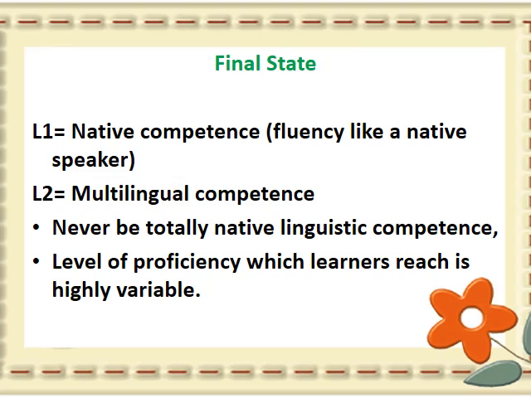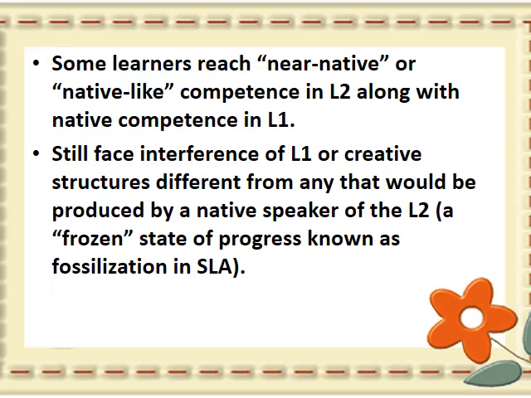Final state. First language is about native competence, fluency like a native speaker. And the second language is about multilingual competence, never totally native linguistic competence. Level of proficiency which learners reach is highly variable. Some learners reach near native or native-like competence in second language along with native competence in first language. Still face interference of first language or create structures different from any that would be produced by a native speaker of the second language.